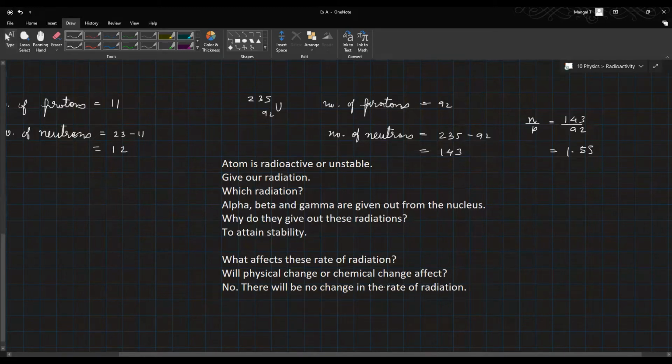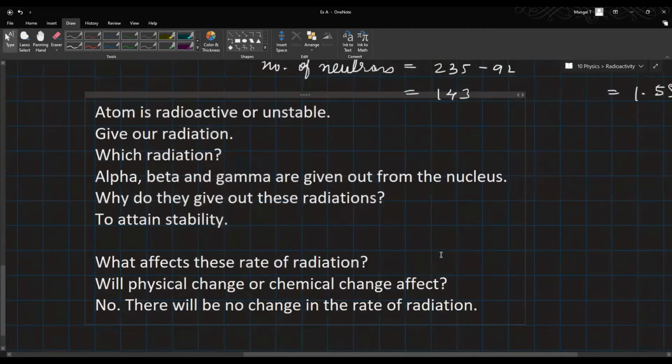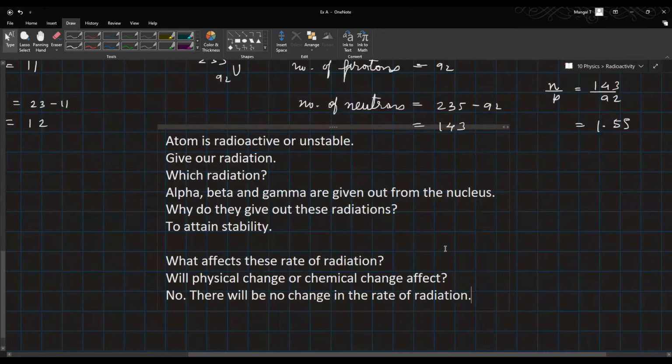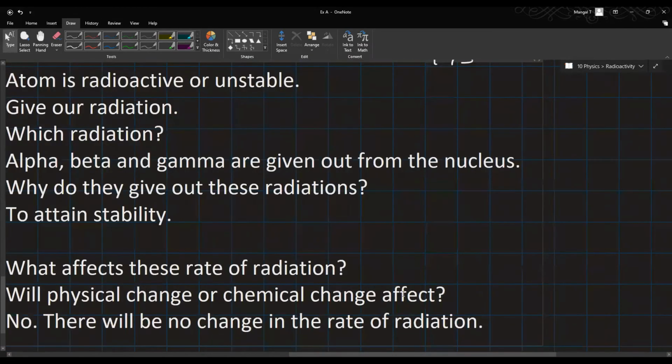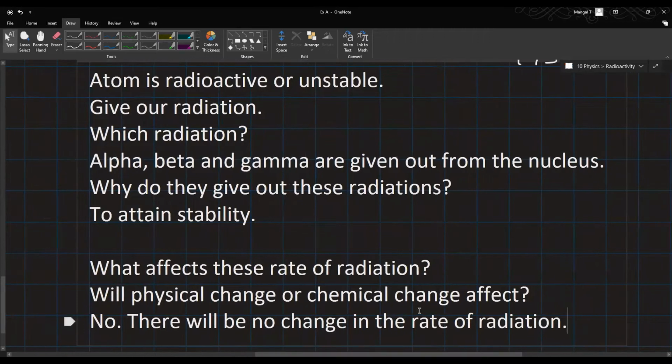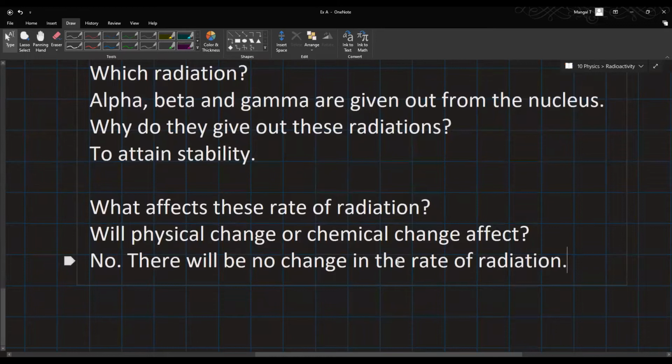Now, students, what do you mean by chemical change or physical change? Physical change is when a substance is becoming a solid or a liquid, you're heating it, melting it. Chemical change is when you are oxidizing a substance, like making uranium into uranium oxide. Does that affect the radiation? The answer is no. Physical change or chemical change will not affect the radiation.